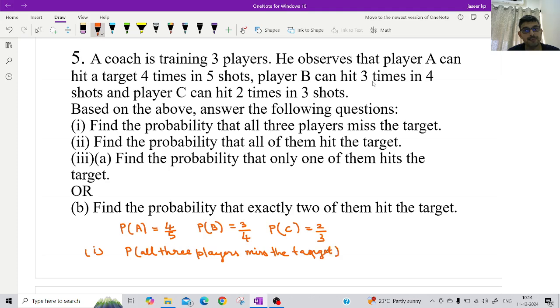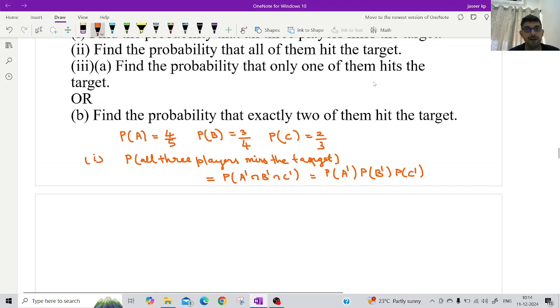So that means A is missing the target. So probability of A dash intersection B dash intersection C dash. Now all of them hitting the targets are independent events, so you can write it as P of A dash, P of B dash, P of C dash. So P of A is 4 by 5, so P of A dash will be 1 by 5, P of B dash will be 1 by 4, then this will be 1 by 3. So the answer to this will be 1 by 60.